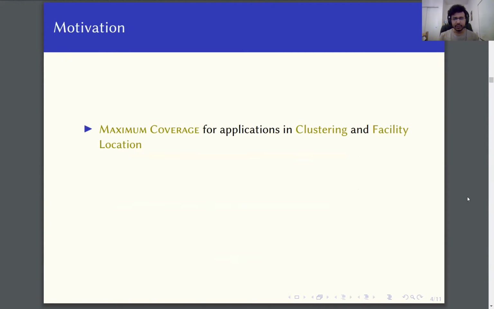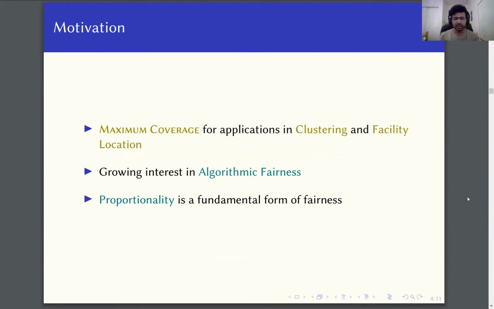Now we move on to the motivation for our work. The maximum coverage problem has been studied widely in the literature for its applications in clustering and facility location. Recently, there has been an increase in interest in algorithmic fairness. This is because of the increase in machine learning algorithms for decision and policy making. In this work, we consider proportional fairness because proportionality is one of the fundamental and robust notions of fairness.